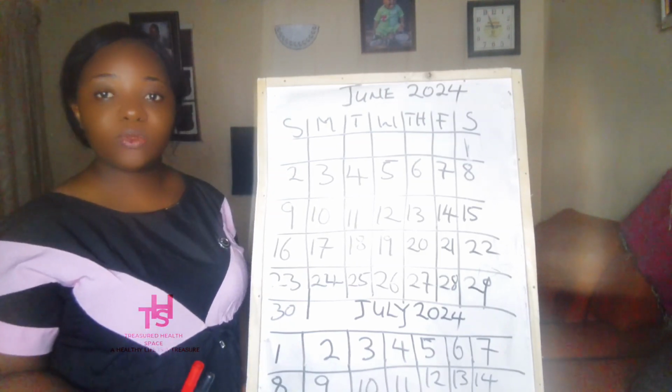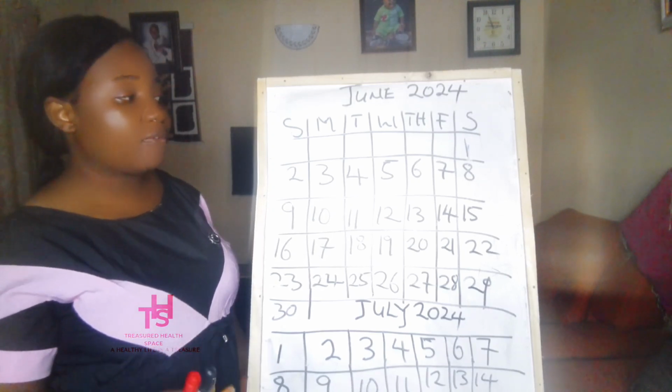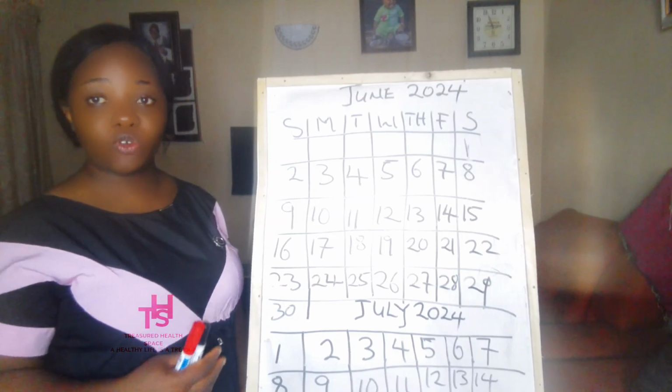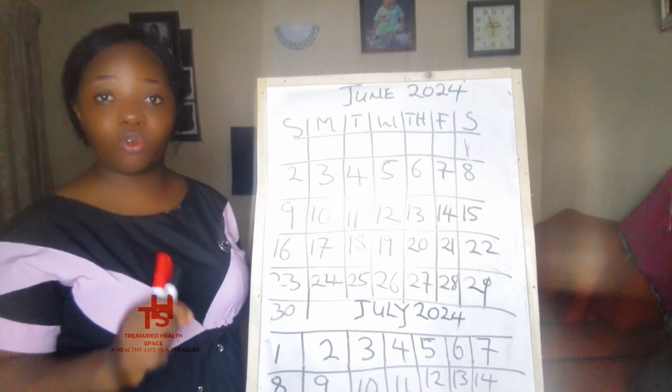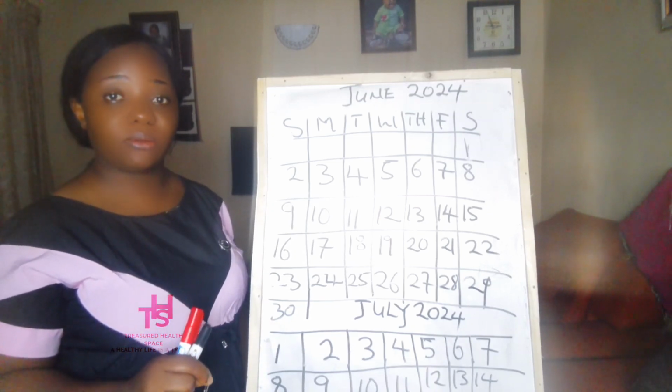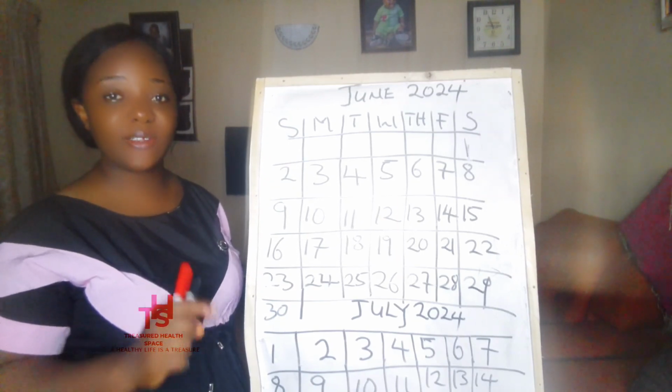Let's assume you saw your period on the 7th of June. You saw your period on the 7th of June. That 7th of June is going to be your day one. It's going to be the day one of your menstrual cycle.